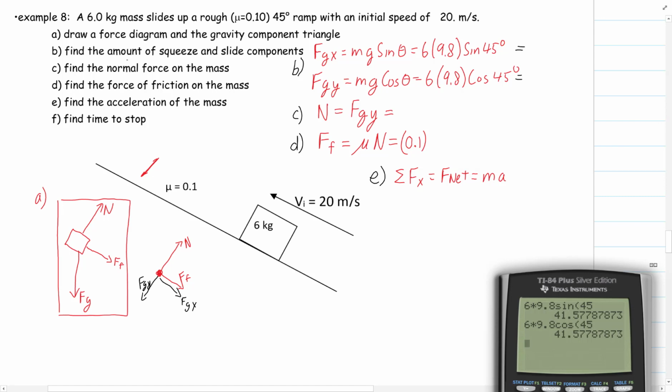B, the amount of squeeze and slide component, it's just the formula. That's why I felt very comfortable zipping in and writing force of gravity in the x, mg sine theta, and writing down the numbers. And the calculator says 41.58 newtons. And then squeeze against the normal force will be mg cosine theta, which is 6 times 9.8 times cosine of that. And it's the same thing because the sine and cosine of 45 is the same. So the normal is that as well. That's C. So that's how much force the surface is pushing up on the block mass.